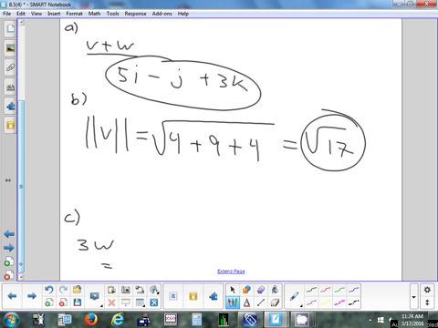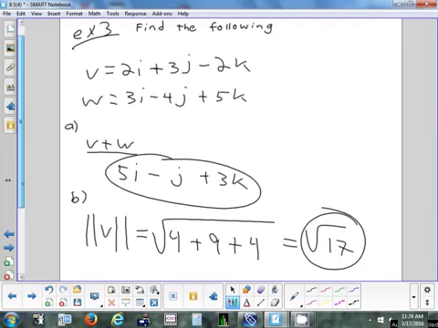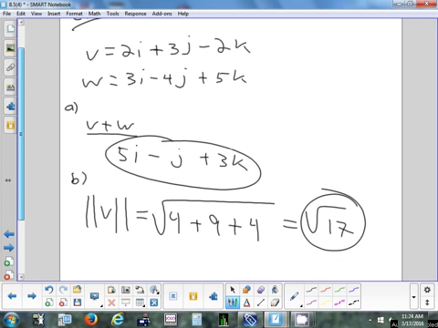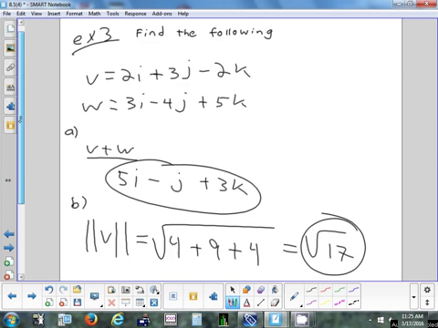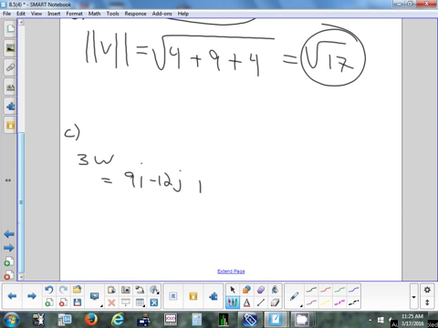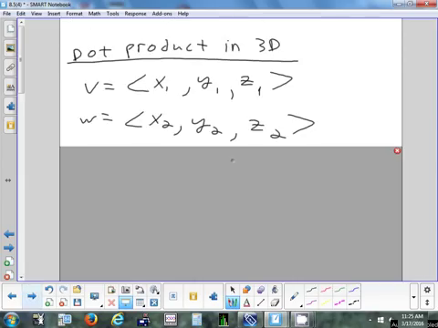All right, and I guess we can do a scalar product. Let's triple w. 9i minus 12j plus 15k. Yep, just multiply everything by 3. So we say 9i minus 12j. What's the last one? Plus 15k. 9, -12, 15. Okay. Any questions on that? Okay, dot product.